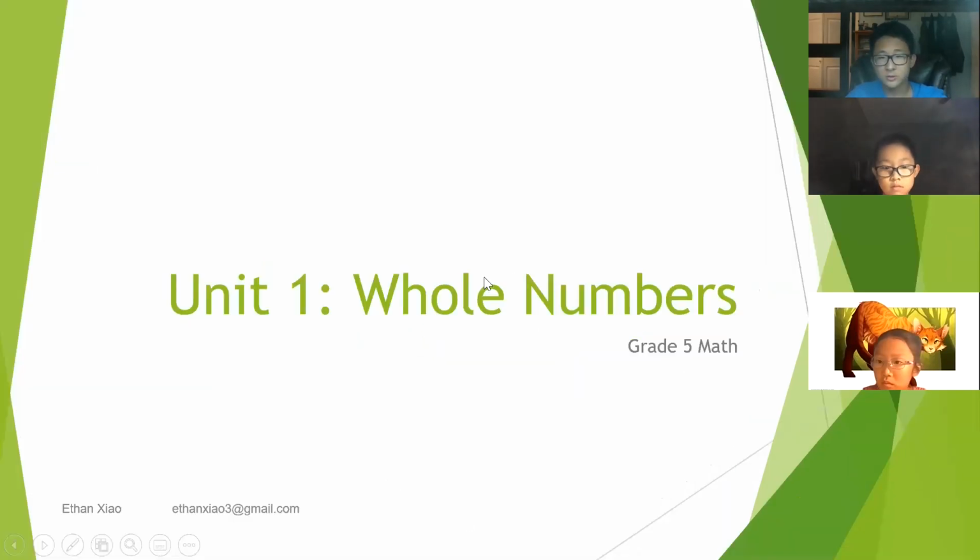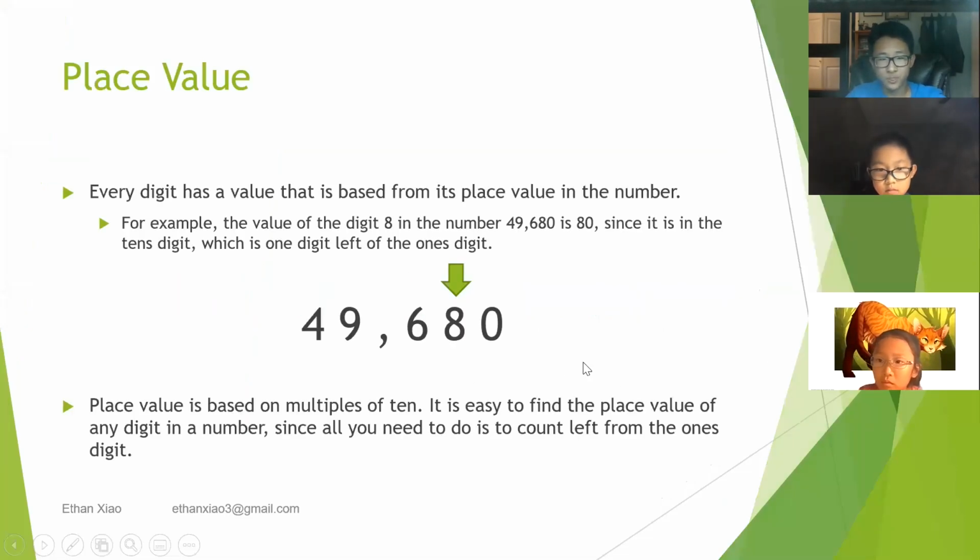So, Unit 1, whole numbers. The first thing I'm going to teach you is place value. Each digit has a value that is based on its place value in the number. For example, the value of the digit 8 in the number 49,680 is 80 since it's in the tens digit, which is one digit left of the ones digit.